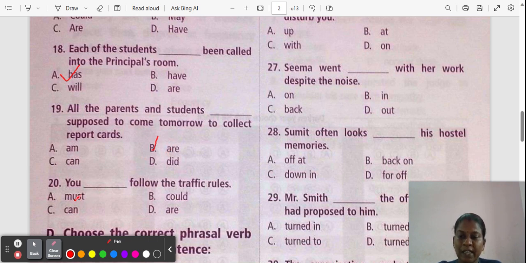Then question number 20. You dash follow the traffic rules. Here they have to compulsorily follow the traffic rules, as it is an obligation also. So here we have to use must. Option A must, option B could, option C can, option D are. You must follow the traffic rules. Option A must is the correct answer.